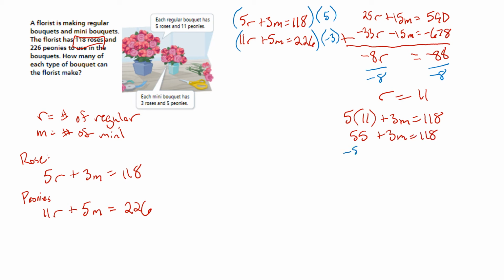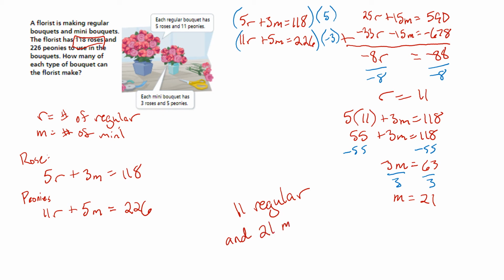Let's subtract that 55. To get 3m equals 118 minus 55 is 63. Then we can divide by 3, divide by 3. To get m equals 21. So what this tells us is that the florist can make 11 regular and 21 mini bouquets.